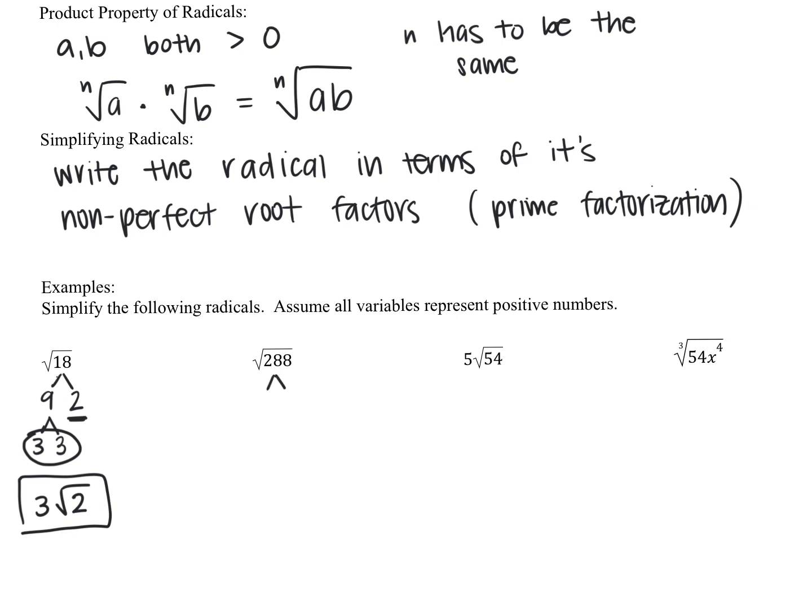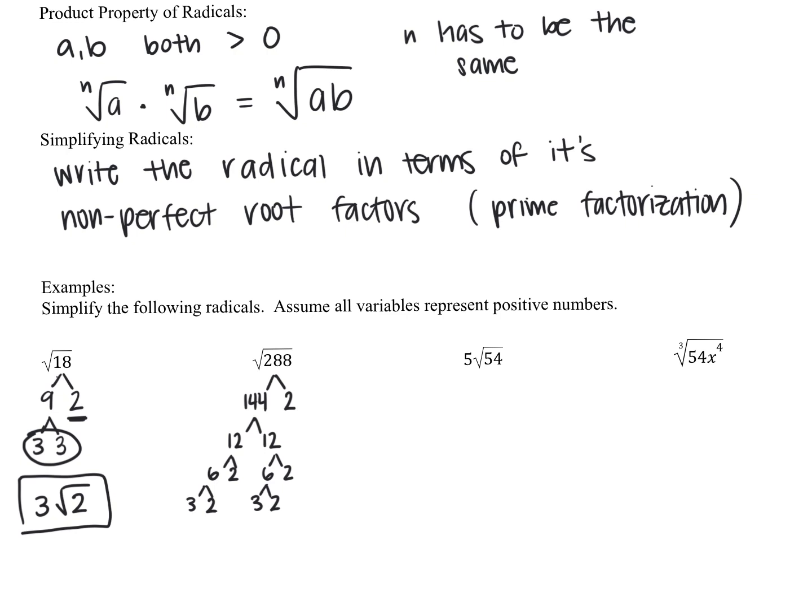For 288, I do know it's an even number, so I'm going to first break it down as 144 times 2. 144, I know, is 12 times 12. 12 is 6 times 2. And 6 is 3 times 2. So I've broken it down to all of the prime numbers that multiply.